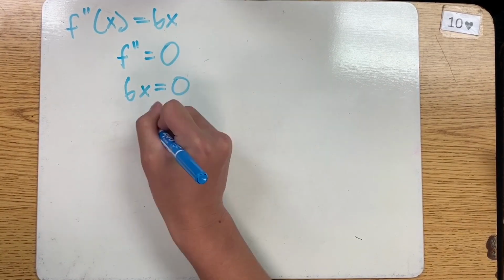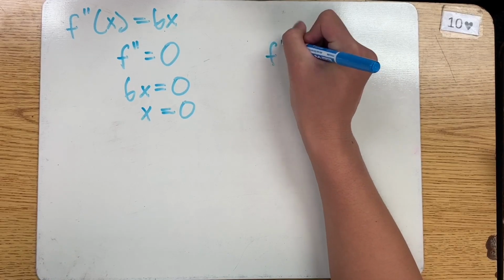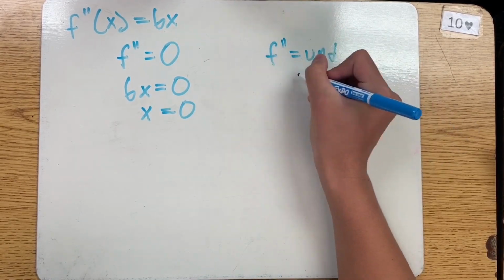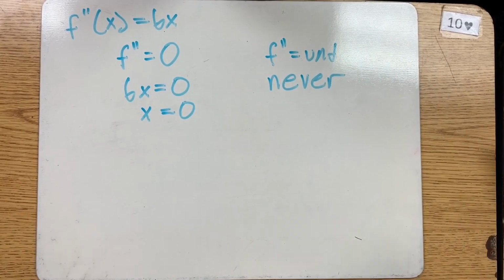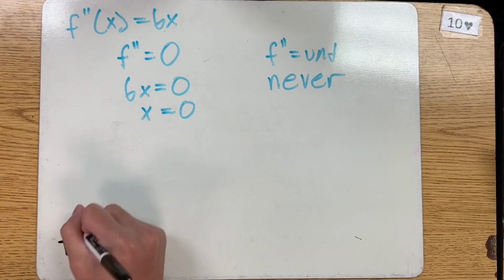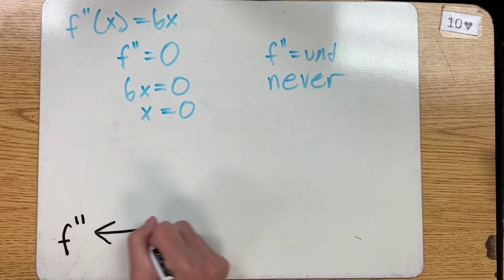The next step is to find when f double prime is equal to 0 or undefined. This will give us the critical numbers where possible points of inflection occur. F double prime is never undefined in this case because polynomials are continuous.